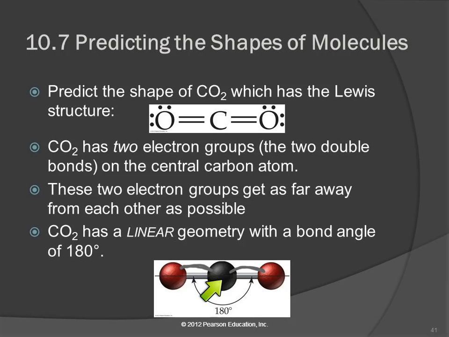So we talk about the angle, and the angle here is 180 degrees, which is a straight line. And so we say that carbon dioxide has a linear geometry. We look at the individual atoms, and the atoms are all in a line. So we say this has a linear geometry. Any questions about that one?